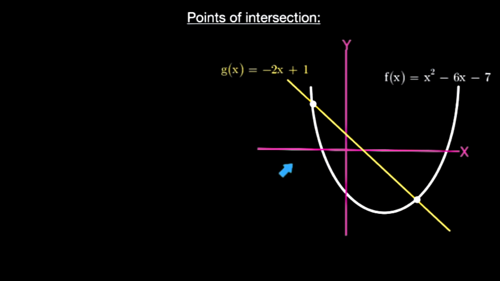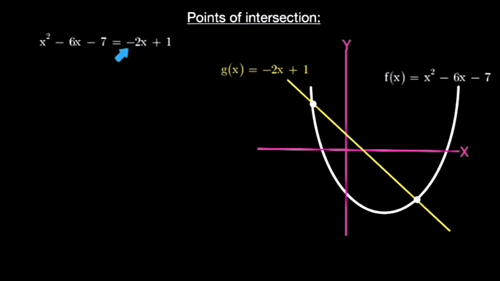Now we learned in our linear equation lessons that where two linear lines touch one another, their equations are equal. It's similar for these types of examples. Where two graphs touch one another or intersect one another, their equations will be equal. So that's what we're going to do first. I'm going to write down x squared minus 6x minus 7 is equal to minus 2x plus 1.